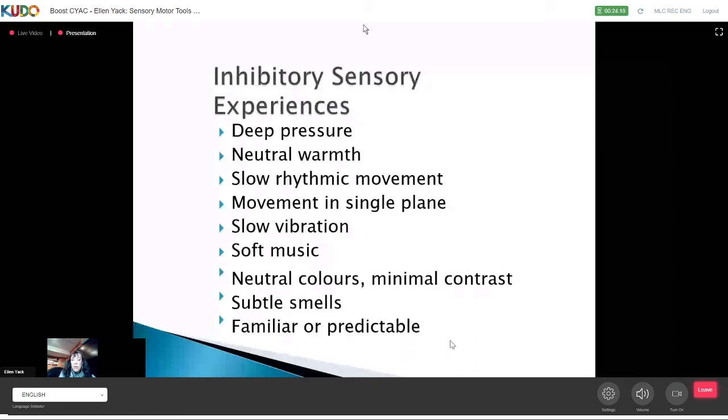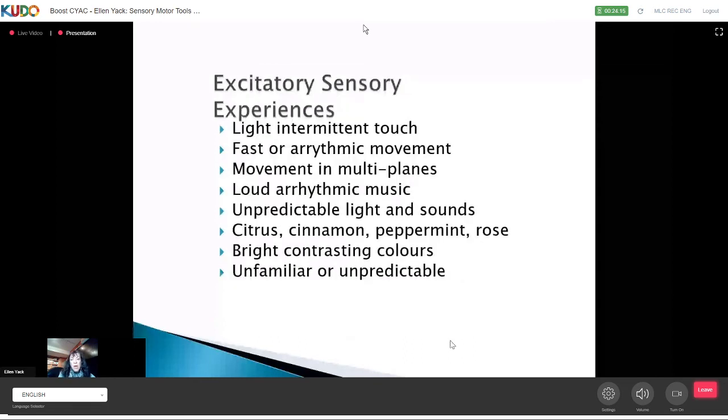Alerting or excitatory experiences, so those are for individuals who have mood disorders, who are depressed, who have very low affect, low energy. It may or may not be, again, it has to be individually evaluated, but might be appropriate for individuals who have issues with dissociation. So light intermittent touch is alerting. Fast or arrhythmic movement in multi-planes, loud or rhythmic music. Unpredictable light and sounds, citrus, cinnamon, peppermint, rose tastes, bright contrasting colors. And here, when you want to alert the nervous system, you want to provide unfamiliar or unpredictable input.